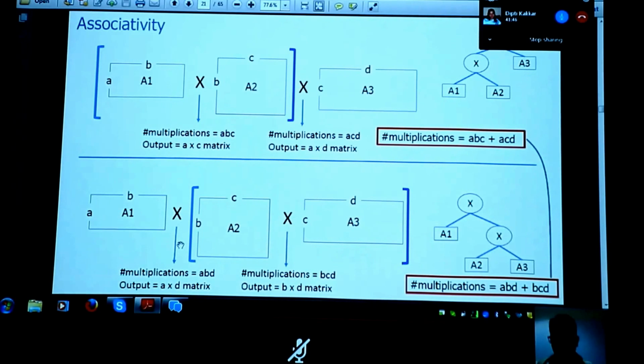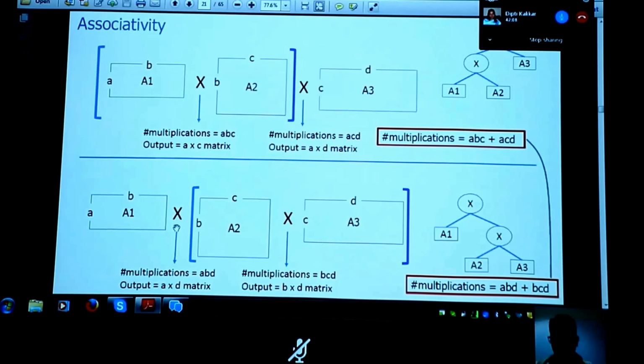Now you can do it the other way around, where you multiply these two first and then come with the A1. So let's count this inner one. Here it is B×C times C×D, so that one will take BCD number of multiplications, and the output will be a B×D matrix.